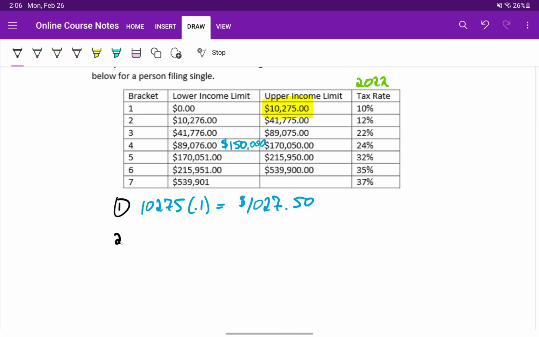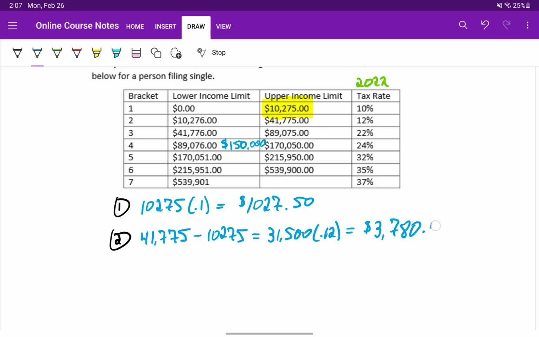Then we move up to tax bracket 2. That upper limit is $41,775. We subtract out the upper limit from the previous bracket. So we'll subtract out $10,275, which leaves us with $31,500. So your first $10,275 were taxed at 10%. Your next $31,500 are taxed at 12%, meaning we owe $3,780.